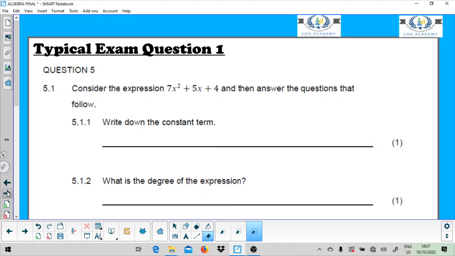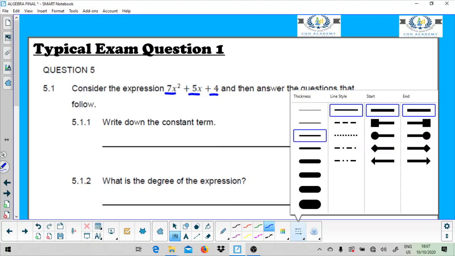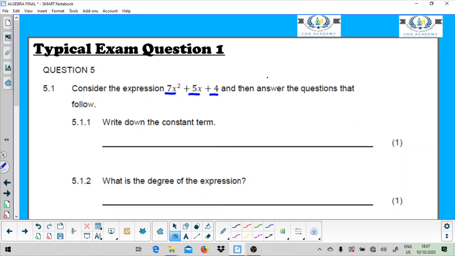So here we already have one typical examination type question, and it was a question 5 of a certain year. So here is what we have to do here. We have to consider the expression 7x squared plus 5x plus 4. Well, if you remember, that would mean that we have 3 terms. Remember, terms are separated by plus or minus. So here we have the first term just before the plus, and then after the plus, that's the second, and that one is the third term. Okay, so we have 3 terms here. So let's figure out what we have to do.